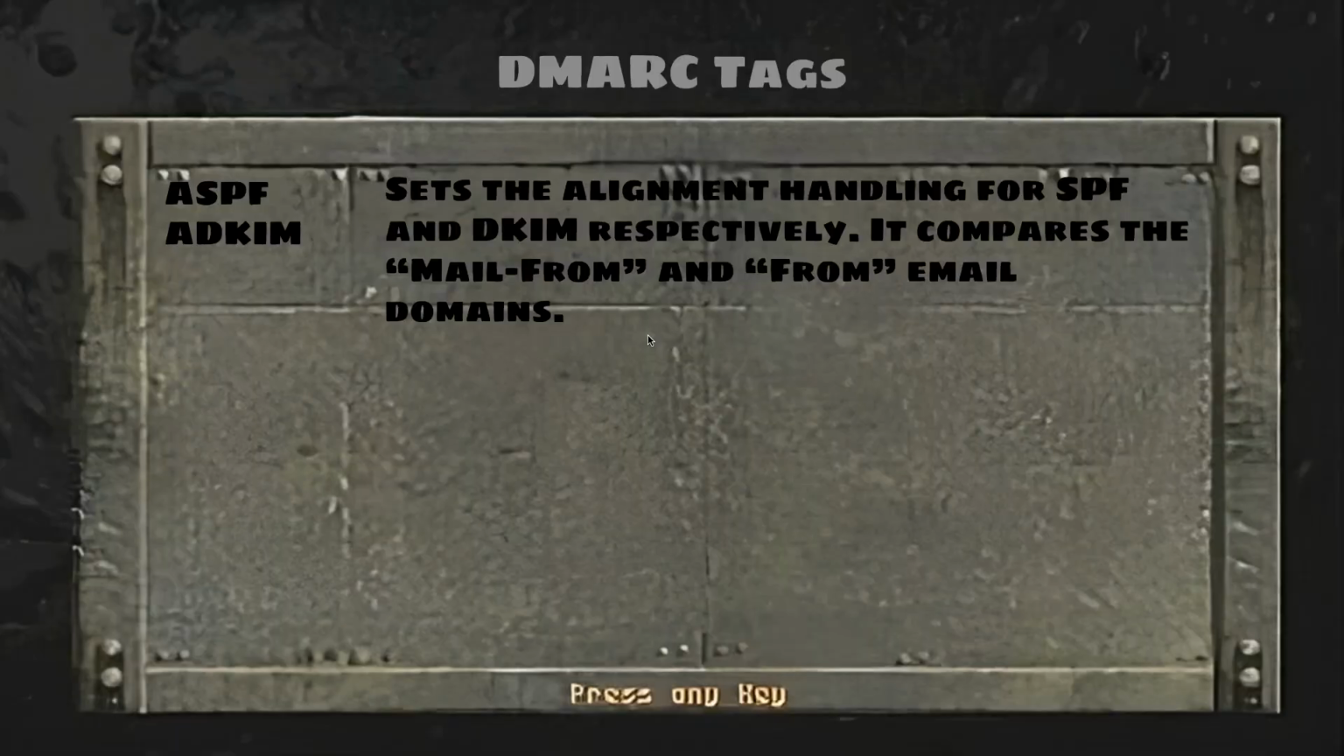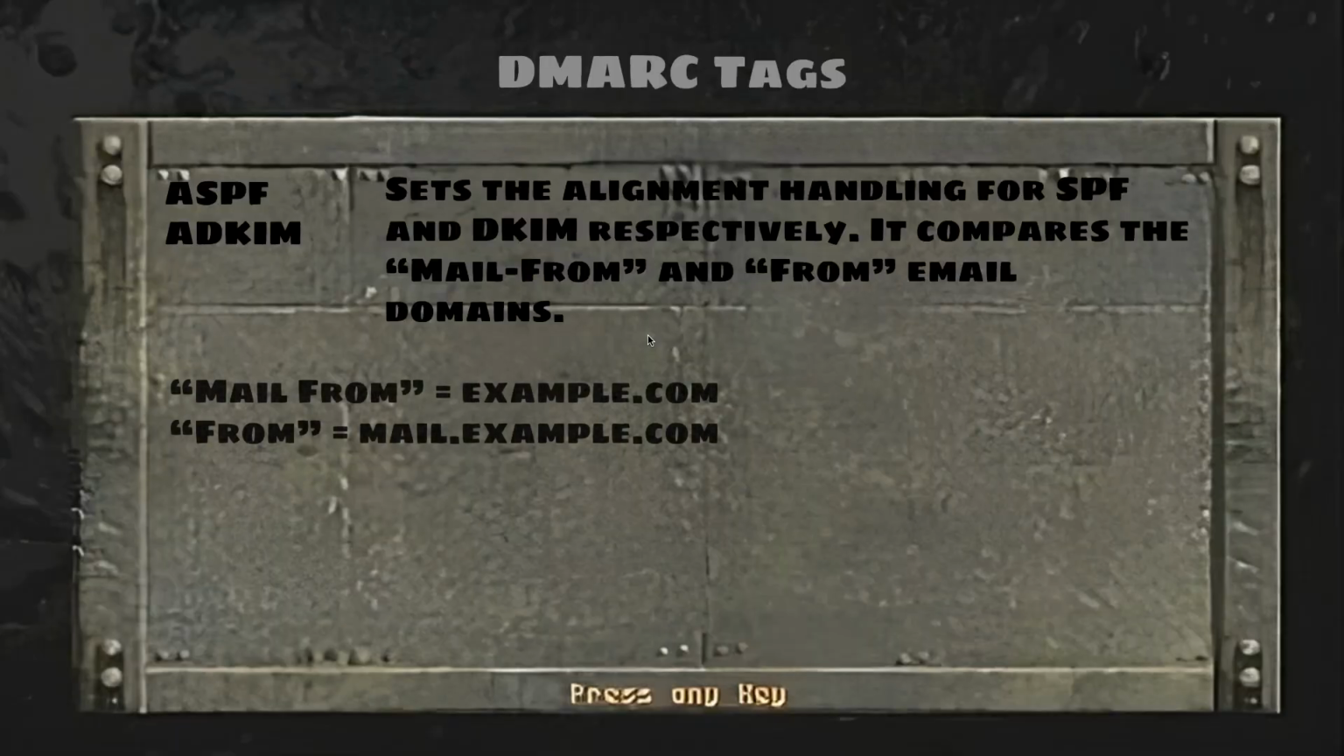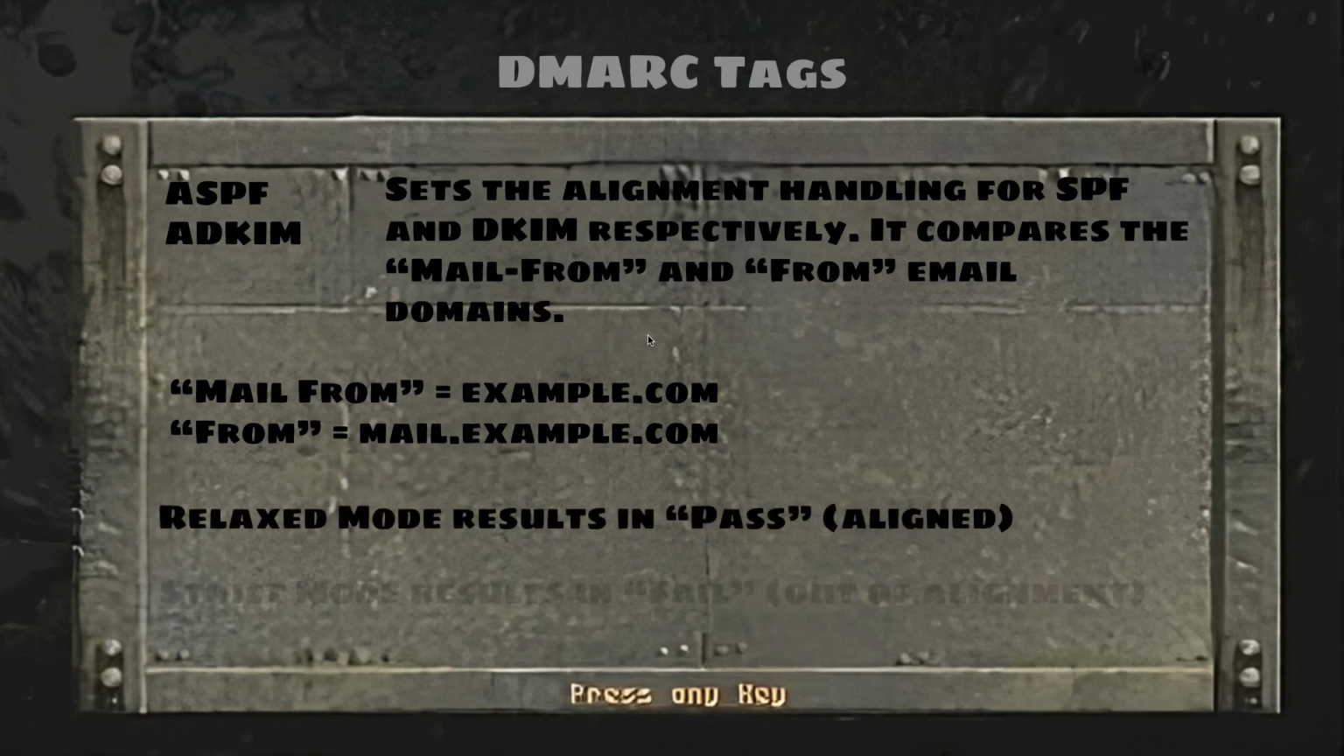I should have had examples, but anyway. And then I do have an example. I was clever. So there's your mail from domain, example.com. So in relaxed mode, it will treat those as the same. Those will be fine. In strict mode, those are totally different entities, and it'll treat them separately. So hopefully that makes sense.